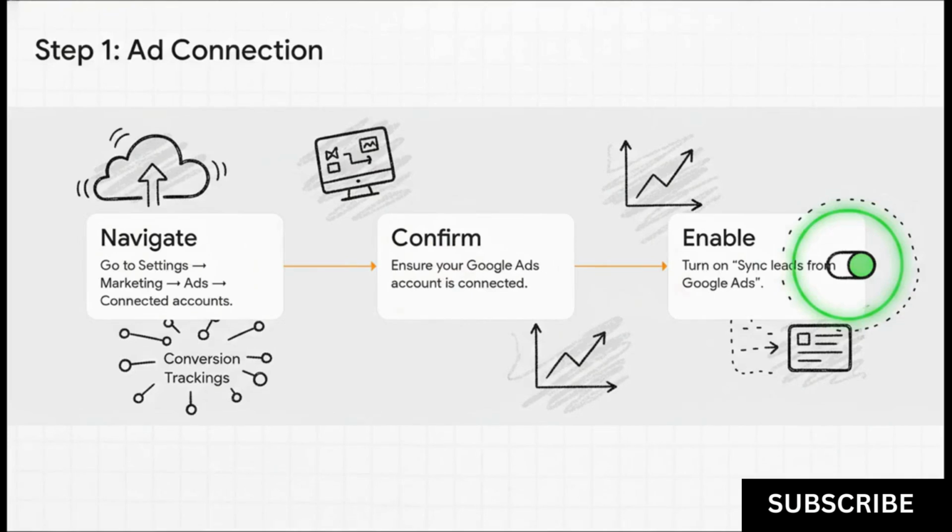Okay, first things first, we've got to make sure that basic connection is solid. So go ahead and log into your HubSpot portal. Once you're in, head over to your settings. Then under the marketing dropdown, you're going to find ads. From there, just click on the Connected Accounts tab. You should see your Google Ads account right there. Now, the most important part, make sure that little toggle, the one that says Sync Leads from Google Ads, is switched on.